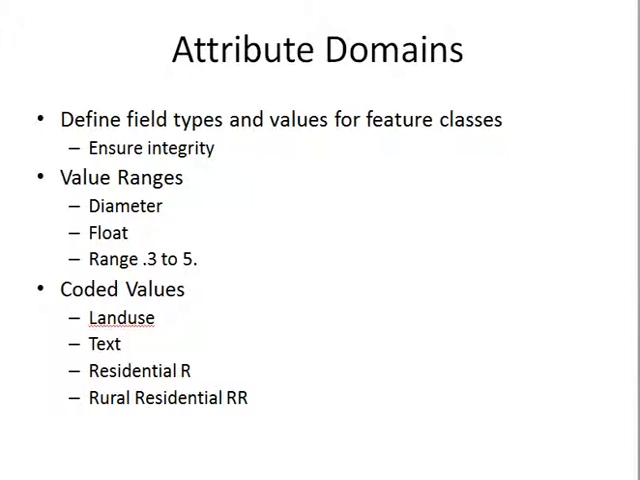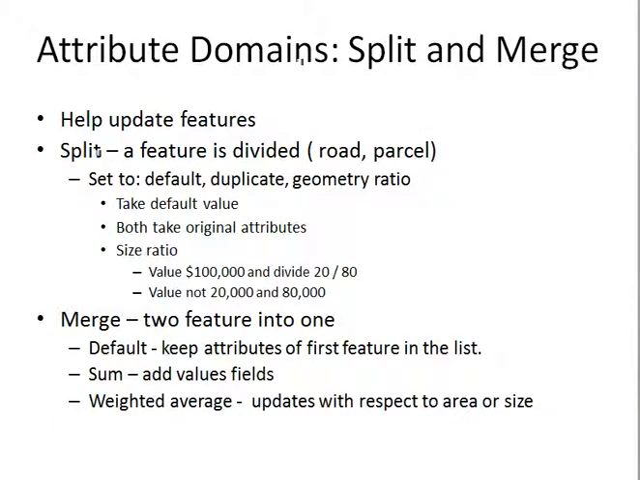Coded values are where you identify the specific code types. So for example, I might have a land use file, I would identify it as text and a coded value, and I would be able to indicate that in my land use fields, if it says R, it means residential. If it says RR, it's rural residential, and on down. So you'll get a lot of practice with setting up those domains.